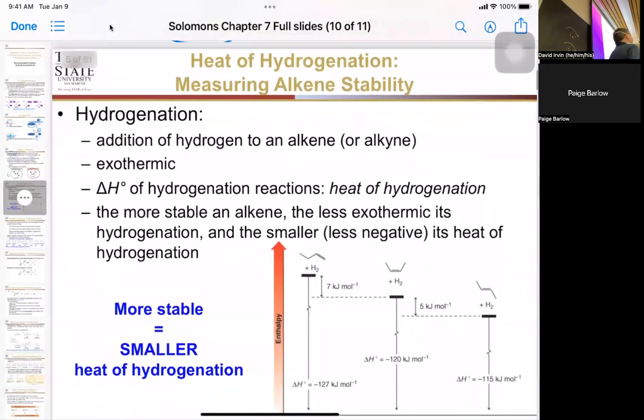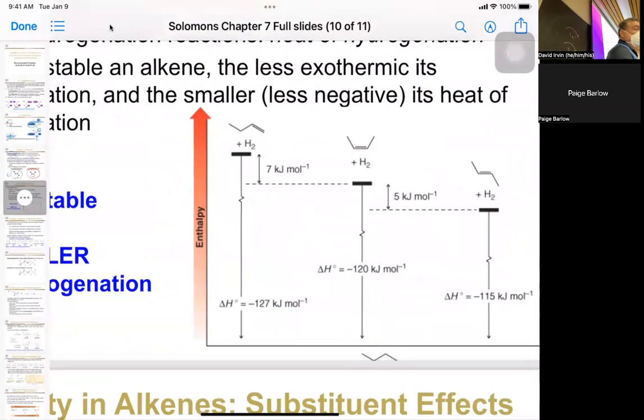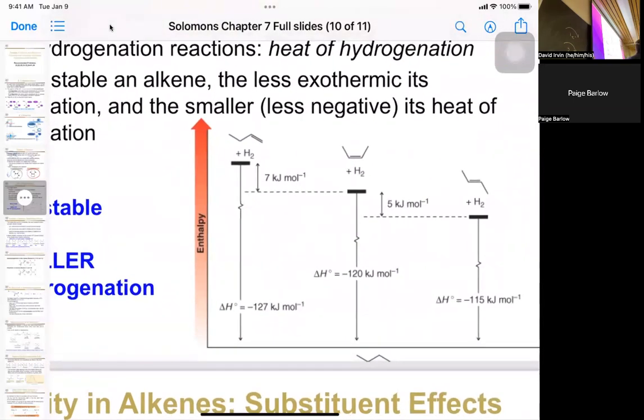Now you can say, well, that's kind of just hand waving, literally hand waving. But how can you be sure? Well, we can actually measure it. We can measure the heat given off by hydrogenating an alkene. We're going to add hydrogen across that double bond, and the heat it liberates tells us how much energy was stored in that double bond. How much energy was stored in that double bond tells us how much more energy it had, or how less stable it was.